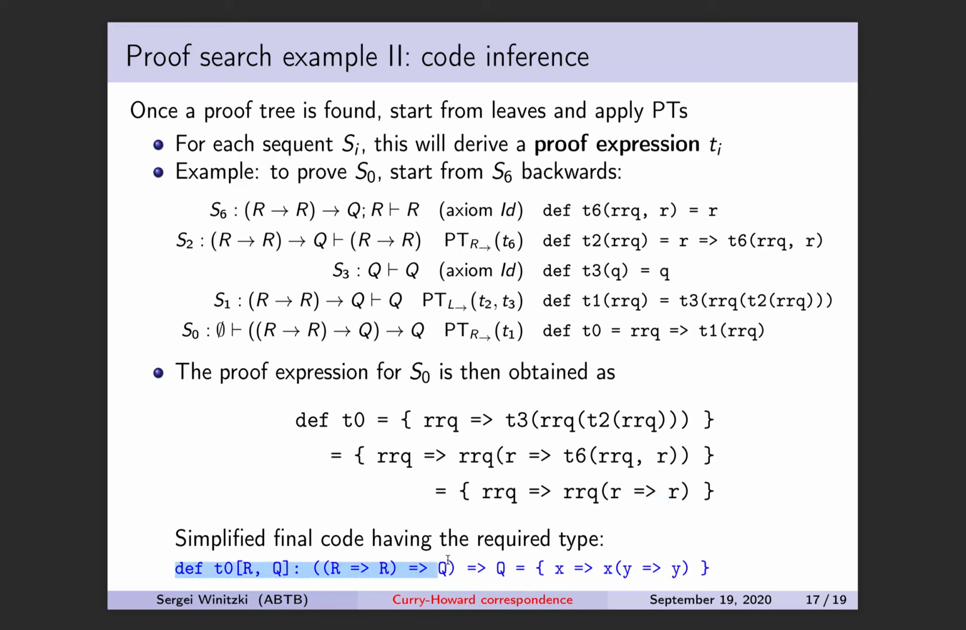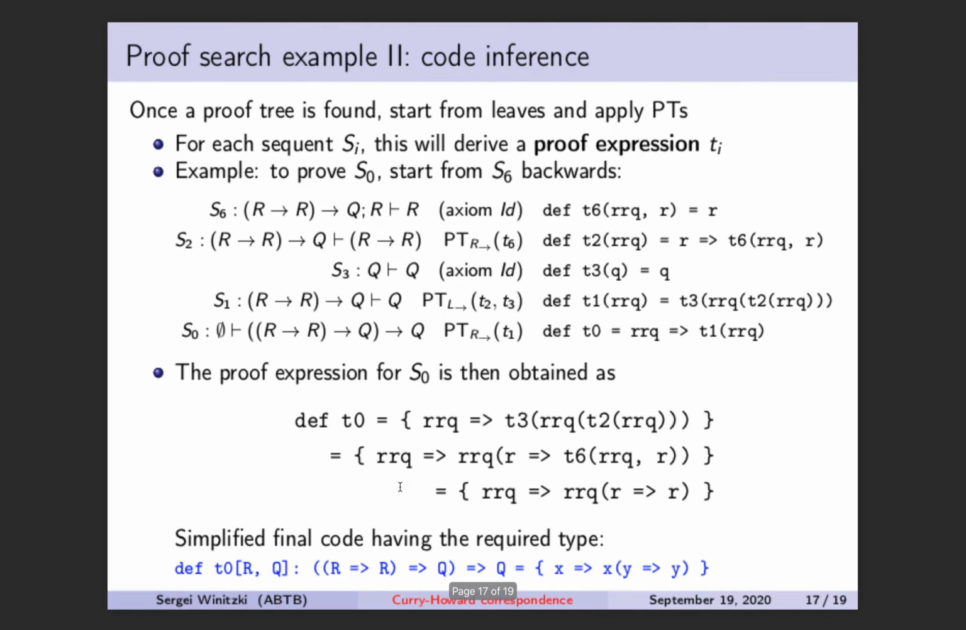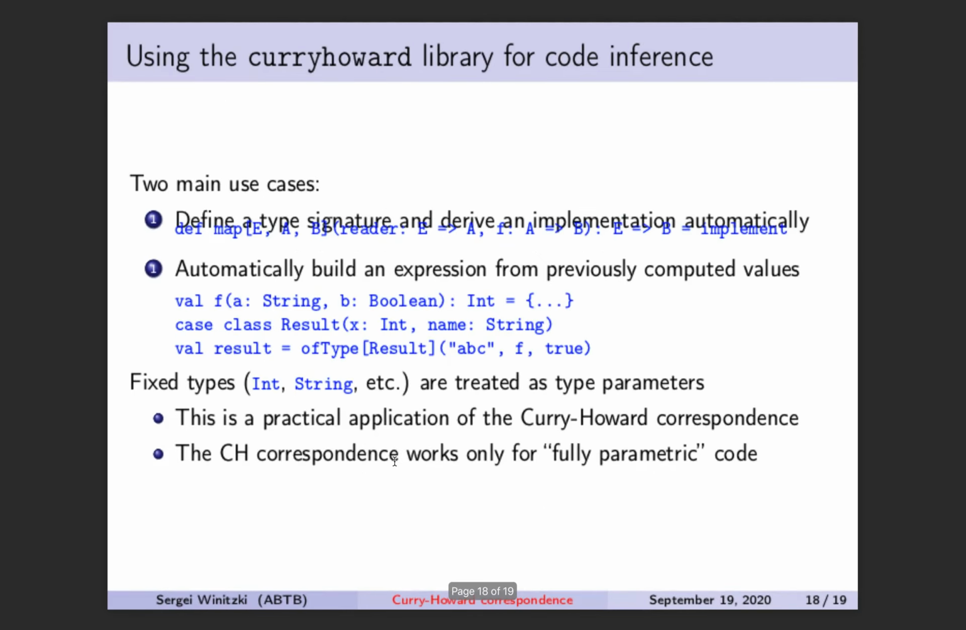So here is the final code that compiles and implements the type signature that was required. So in this way, if you find the proof using the derivation rules, for example, in the LJT calculus, you can extract the code from it. You infer the code given the type signature. This is the algorithm at work.